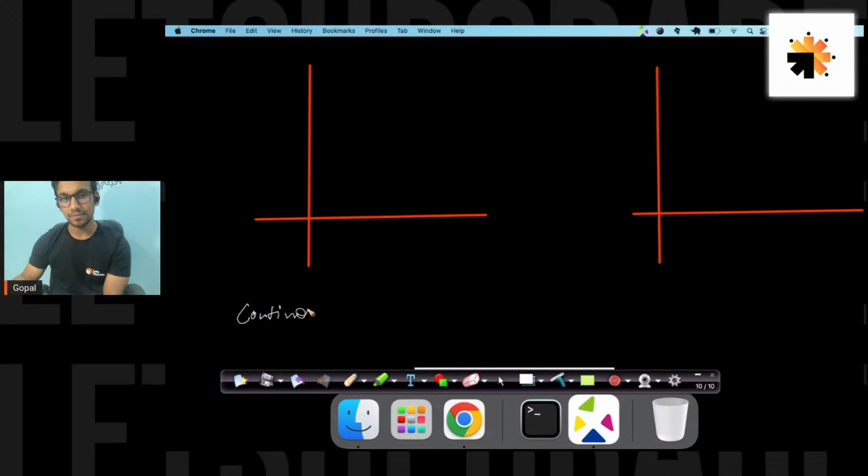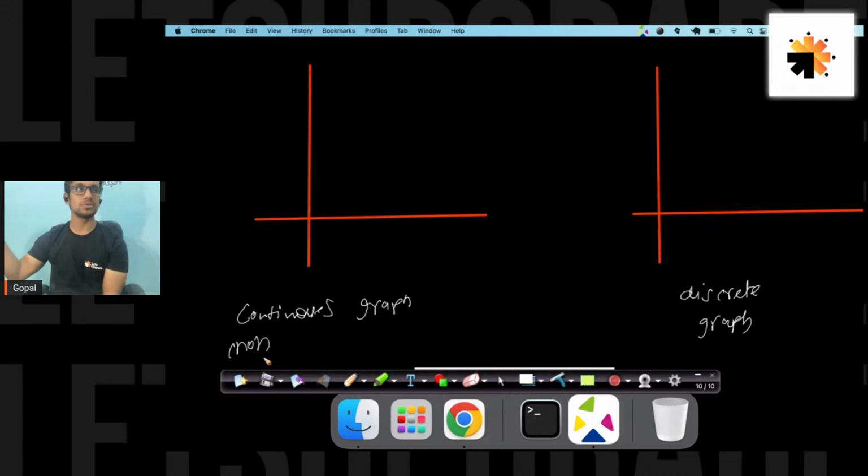This is your continuous graph, and this is your discrete graph, or sometimes this is also known as a non-discrete. People actually use fancy terminologies all the time, so sometimes they also call it non-discrete. Okay, so what exactly is your continuous graph?